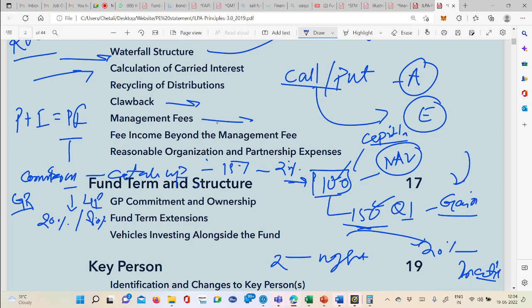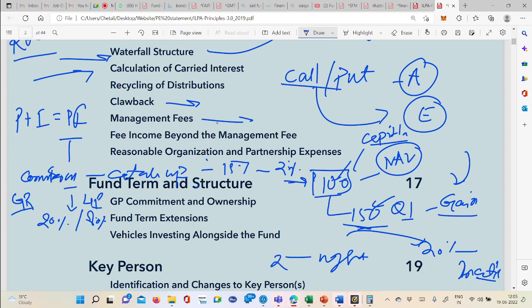Then fee income beyond the management fees. For fund managers, beyond management fees, in some extraordinary cases they pay fees as well as income. The management fees we cannot treat as income, because we have to cover all the expenses: admin fees, other expenses, traveling expenses, conference expenses. There would be a number of expenses. I'll provide you the list of expenses.